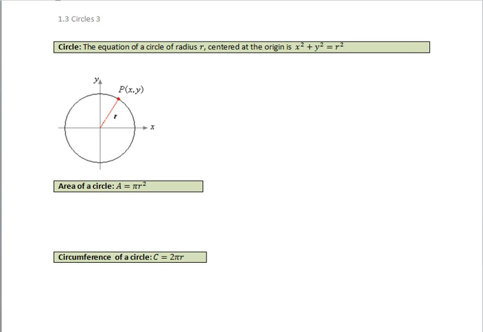Okay, here's the last video for section 1.3 on circles, and here we finally get to the circles. So this is the equation for a circle of radius r centered at the origin. That equation is x squared plus y squared equals r squared.